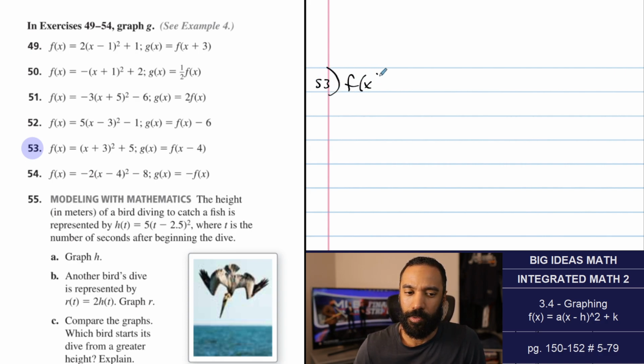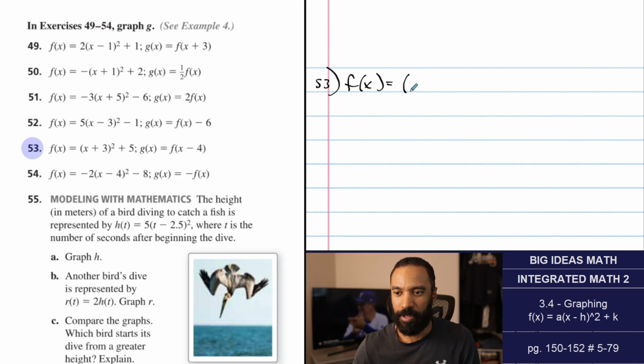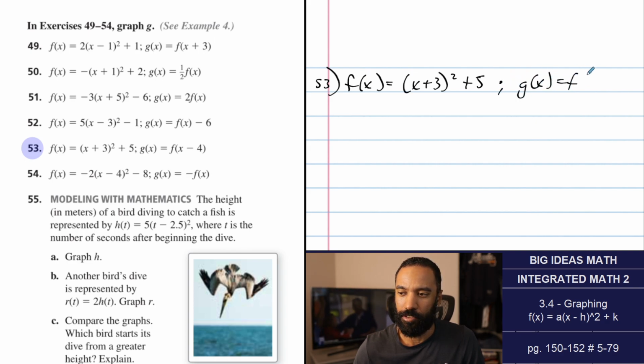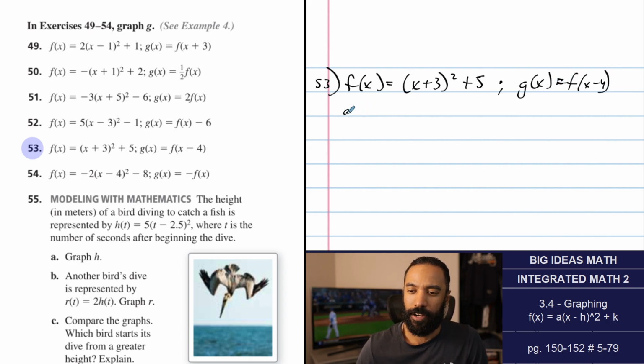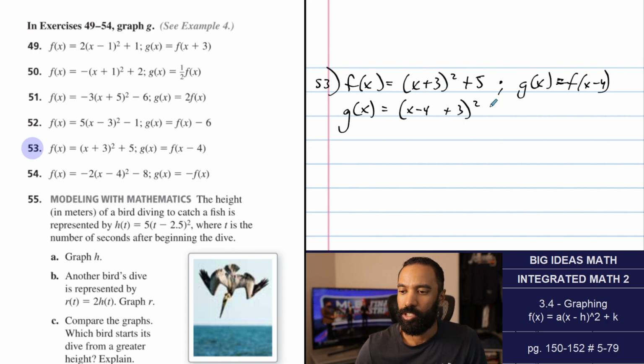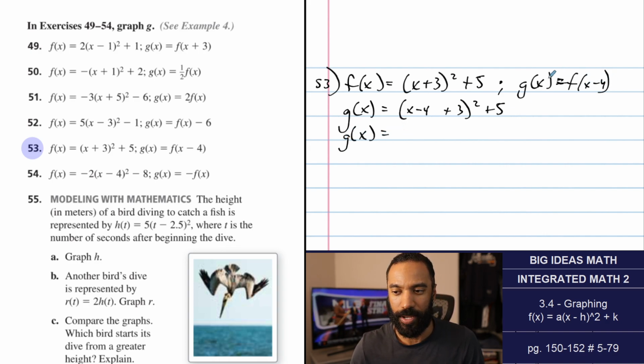f of x equals (x plus 3) squared plus 5. We're going to graph g of x equals f of x minus 4. In order to do that best, we should figure out what g of x actually would be. We're going to substitute x minus 4 in for x. So x minus 4, there's still a plus 3, squared, plus 5. The minus 4 inside this will also mean translate 3 units to the right.